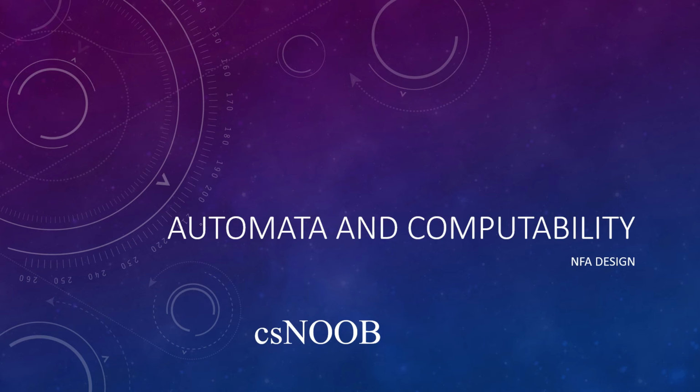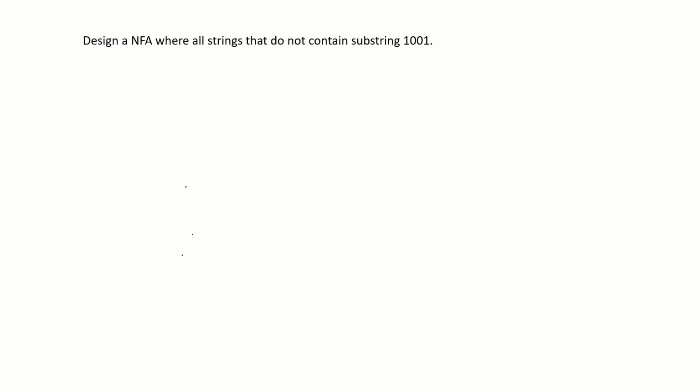In this video, we are going to design an NFA that accepts all the binary strings which do not contain the substring 1001. So let's do this. At first, we will have our start state.